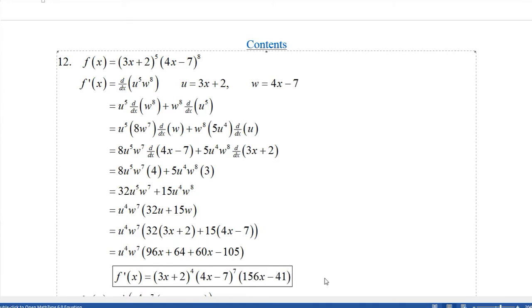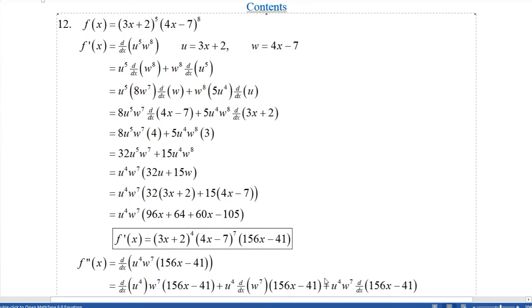Okay, well, let's take a look at this. The first thing I did is that same substitution, same u and the same w: 3x plus 2 to the 4th, 4x minus 7 to the 7th, 156x minus 41. Wrote it that way. Now, this is the triple product rule, or the more generalized product rule. I'm doing it in a slightly different order here, the way I usually do this. Just take the derivative of the first times the other two, plus the derivative of the second times the other two, plus the derivative of the third times the other two.